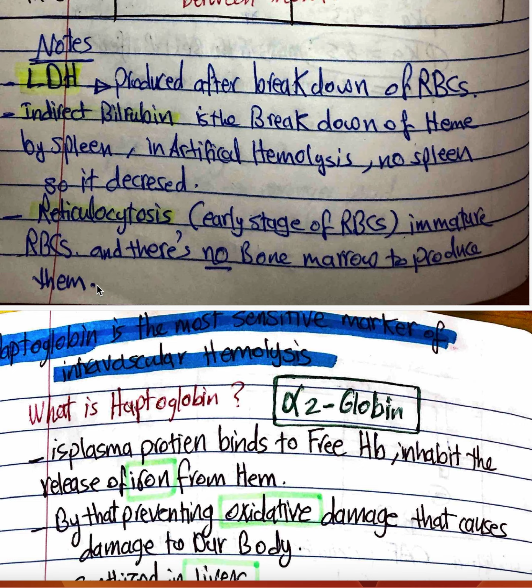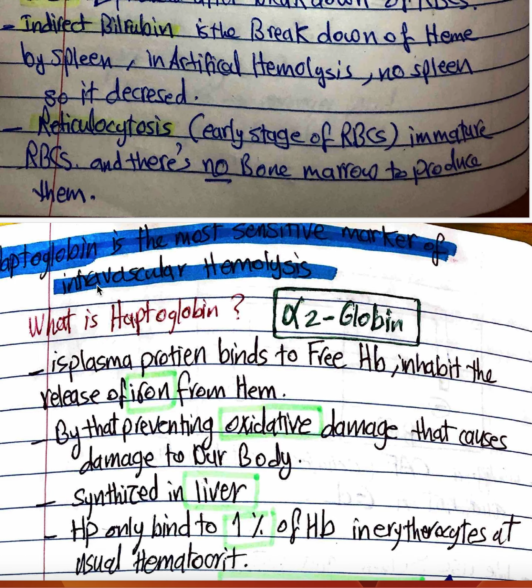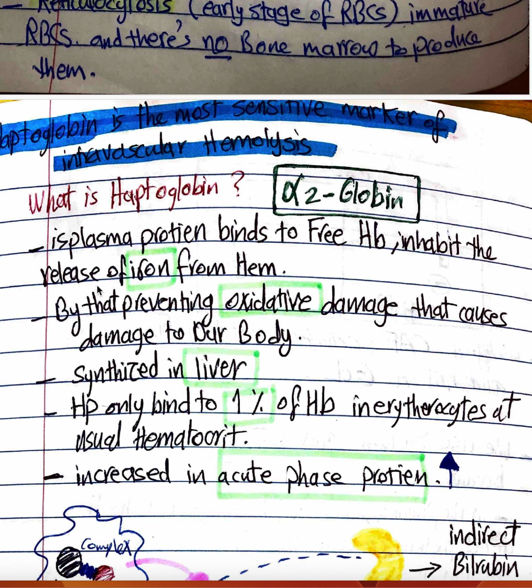Now we go to the protein called haptoglobin. It is the most sensitive marker of the intravascular hemolysis because we are talking about the intravascular hemolysis. Let's talk about the information that is present here about the haptoglobin, and then maybe I will talk about other information about the haptoglobin.